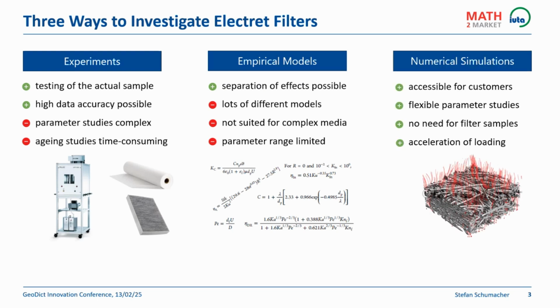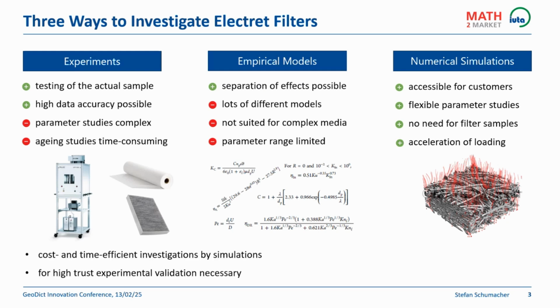This brings us to the third approach, which is directly implementing the physics and modeling the real filter medium, which is rather easy to use, something like GeoDict for consumers. You can do flexible parameter studies, and if you want to change parameters, you do not need to produce new filters, but you can just do this virtually in a digital twin. So you can do a cost and time efficient investigation of these Electret filters.